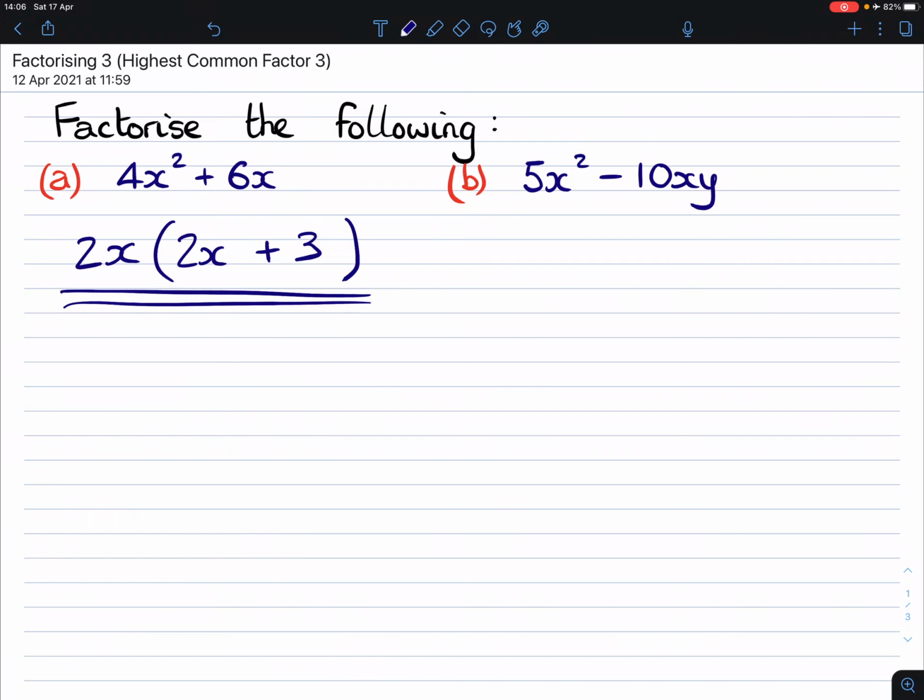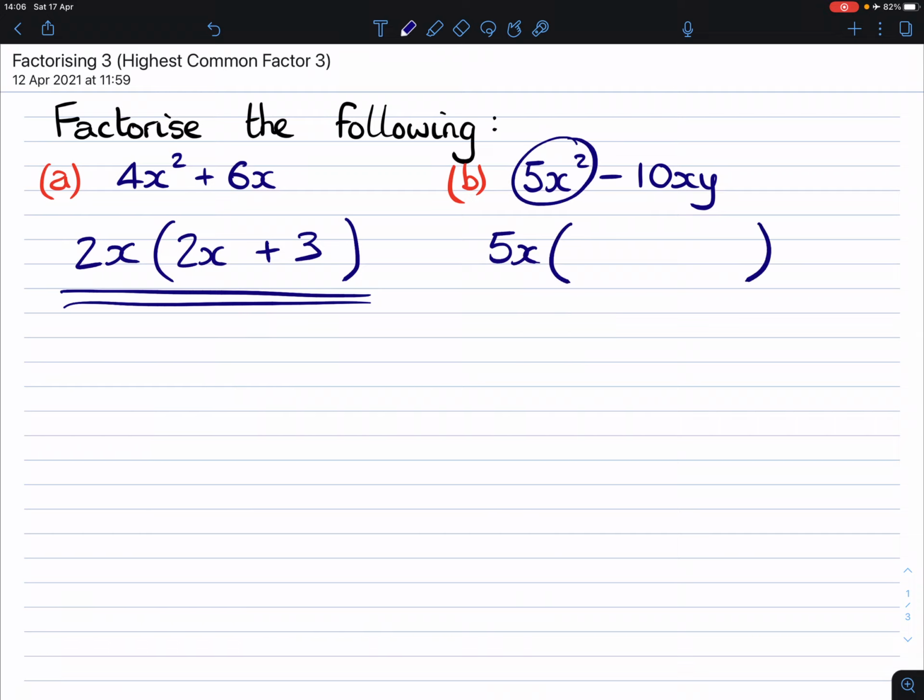For the second one, look at the numbers first of all. 5 and 10 can both be divided by 5, so I take that out. Then the letters, they both have an x in common, so the x can come out, but there are no y's in the first term, so y can't come out. So 5x is the highest common factor.